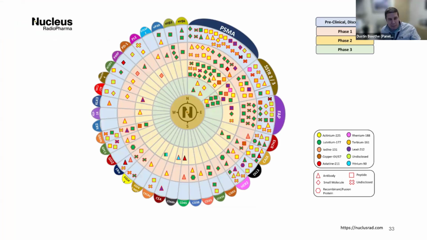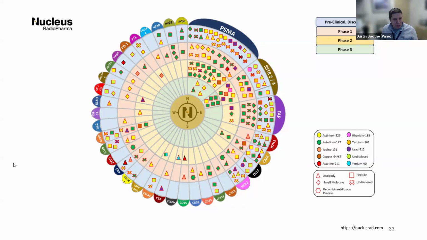So this is a different schematic from the one that Neil and Anna have. I'm not going to go into great detail here, but what I want to point out is the largest piece of this pie. Every one of these slices is a different agent, going in the center from phase 3, 2, 1, and preclinical in the outer rind. But the largest slice of this pie and the greatest amount of work being done in the radiopharmaceutical space is with this target, prostate-specific membrane antigen.